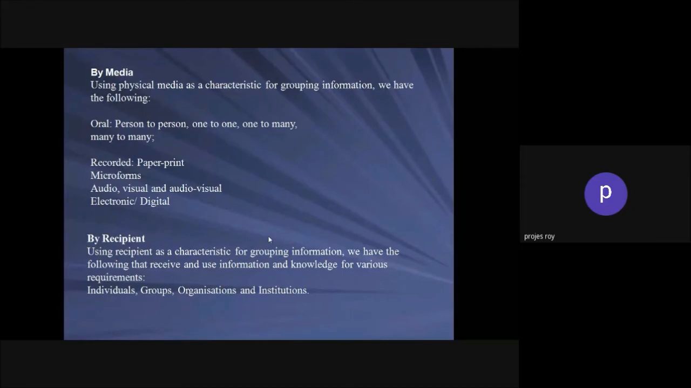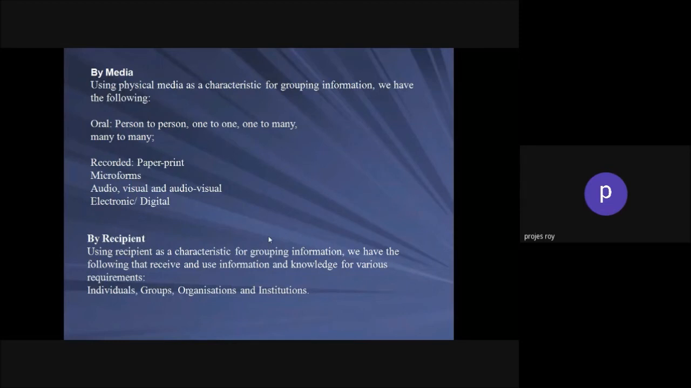If it is recorded information sources, then definitely it will be paper print or microfilm, audio, visual and audiovisual, electronic or digital. And if it is recipient, using recipient as a characteristic for grouping information, we have the following: those that receive and use information and knowledge for various requirements: individual, group, organization and institutions. According to their work, they use a certain kind of information.